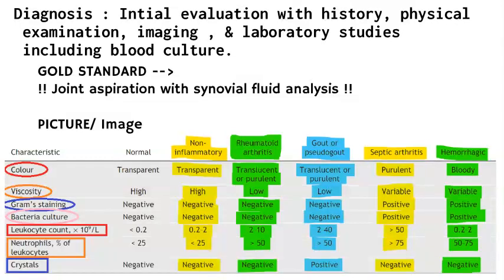For septic arthritis, it is purulent in color, variable viscosity with positive gram staining and bacterial culture. More than 50 times 10 to the power of 9 per liter of leukocyte count, and more than 75% neutrophils. For hemorrhagic, the difference is totally the color. It's bloody in nature. The gram stain and bacterial culture might be positive.